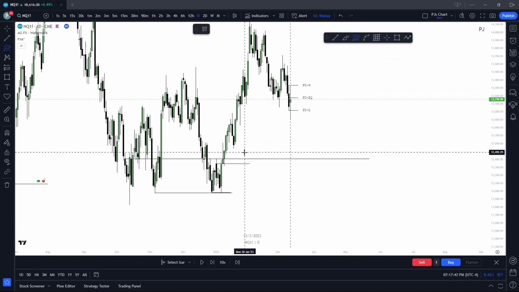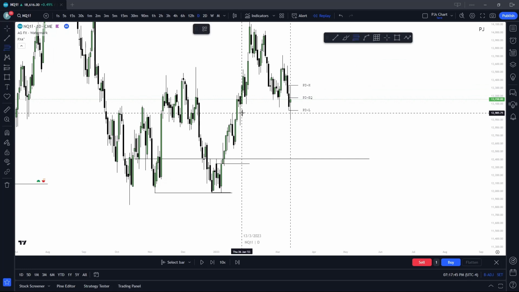Even within here, we see our turtle soup low. I don't know why I keep saying it. What is wrong with me? I know that's so annoying for you guys. I'm trying to fix it. I really am.